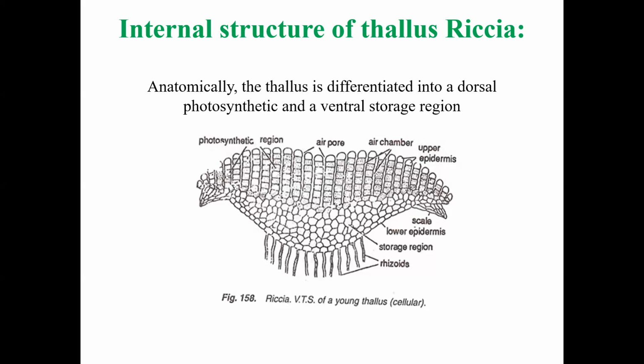The epidermis of the dorsal surface of the thallus is discontinuous and opens outside at several places by the openings of the air chambers. The exchange of gases takes place through the air chamber. So this is the internal structure of the thallus of Riccia.